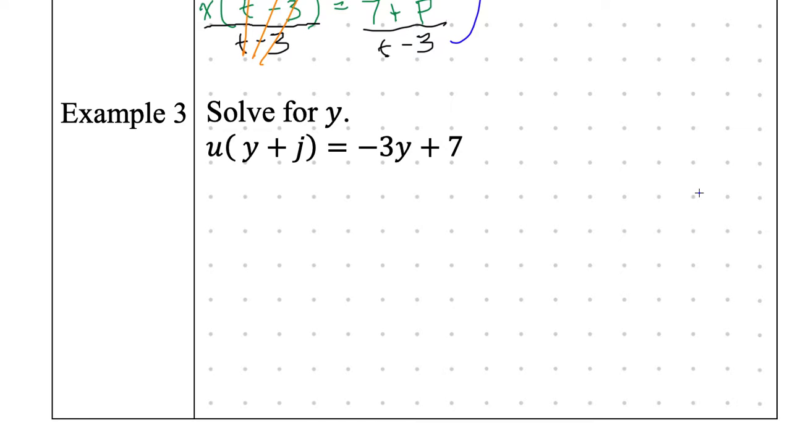You are correct. Same thing with PEMDAS. You have to go down with PEMDAS, do all the orders, and once you can't go any further, then we start undoing to isolate the variable. Wyatt clearly sees that we have multiplication of parentheses. He's going to distribute. Do that for us, Wyatt. U times y, so it would be uy plus uj equals negative 3y plus 7. There it is. We distributed first.